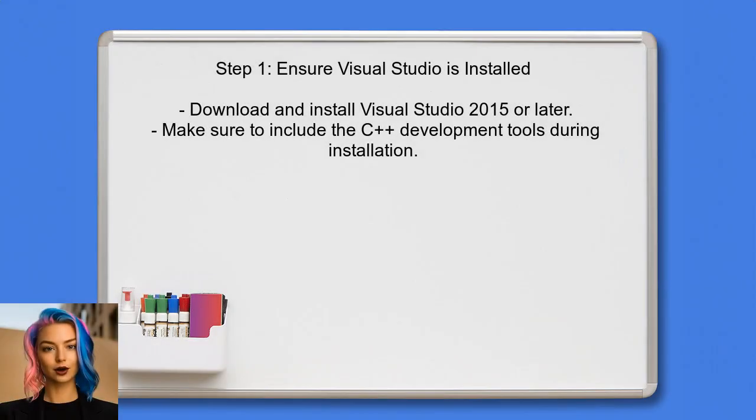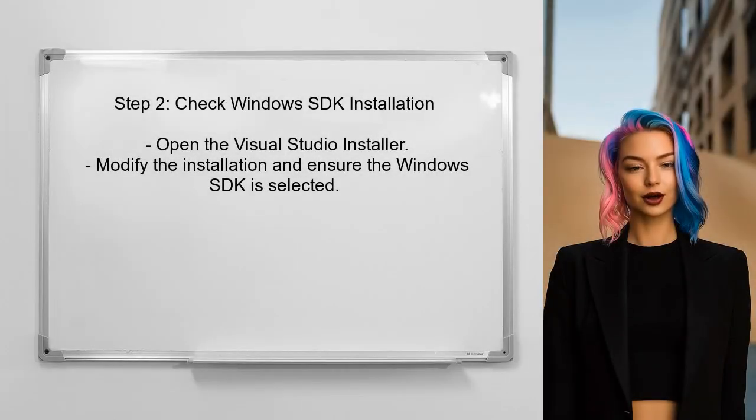To resolve the fatal error regarding the missing basetsd.h file, the user should first ensure that they have the correct version of Visual Studio installed. This file is part of the Windows SDK, which is necessary for compiling certain Python packages. Next, the user should check if the Windows SDK is installed. This can be done through the Visual Studio installer. If it's not installed, the user should add it.